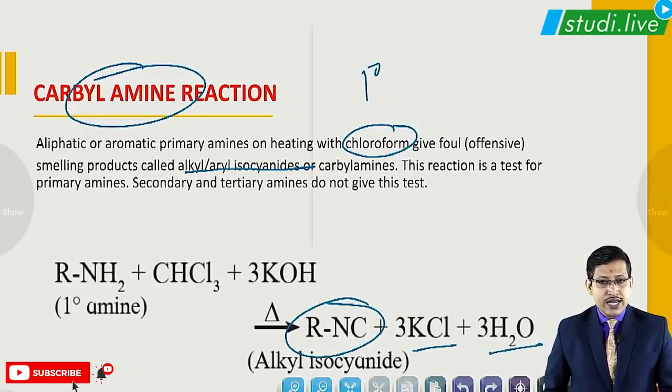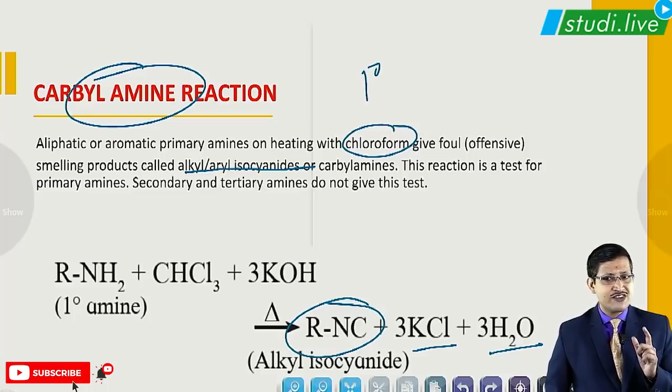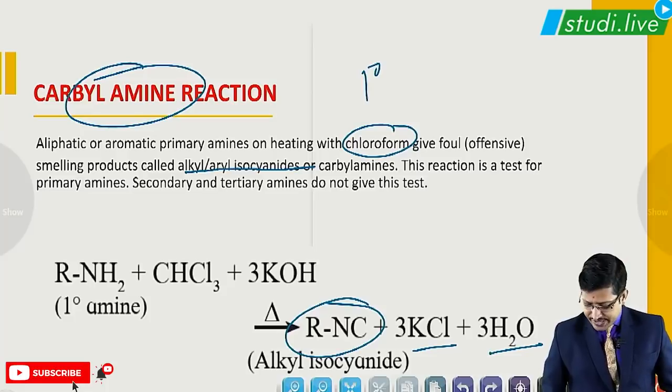So this alkyl isocyanide which is formed has an offensive odor, and since it has an offensive odor, that's the reason why we say that the offensive odor confirms that the amine is a primary amine or 1 degree amine. So that's the formation of 1 degree amine.